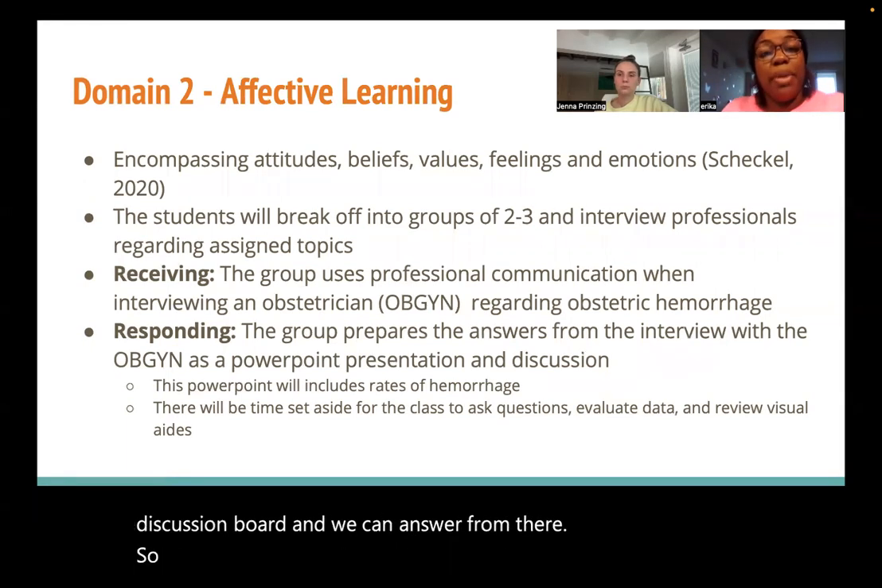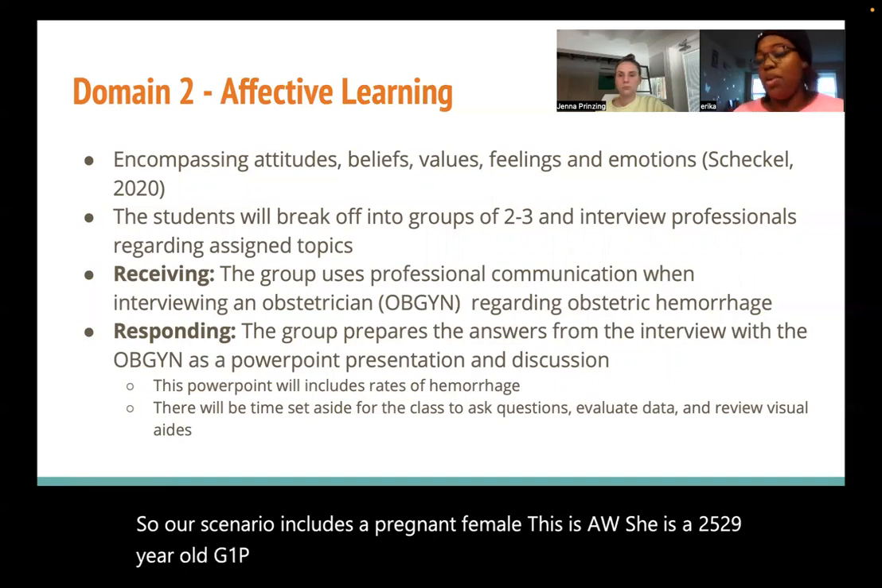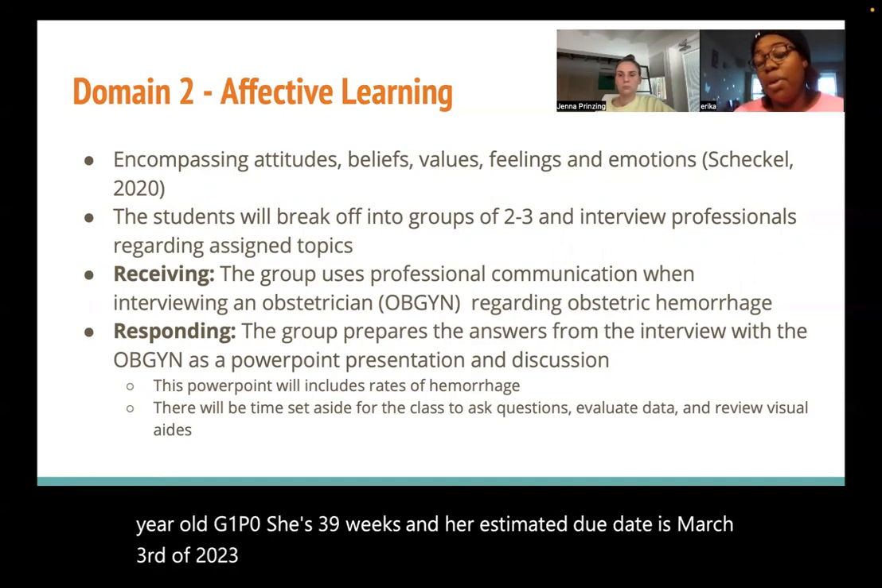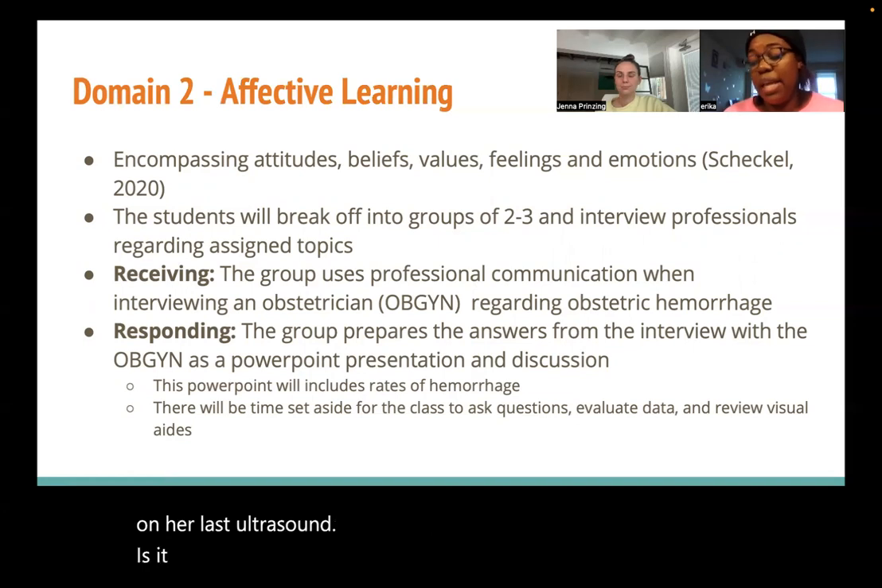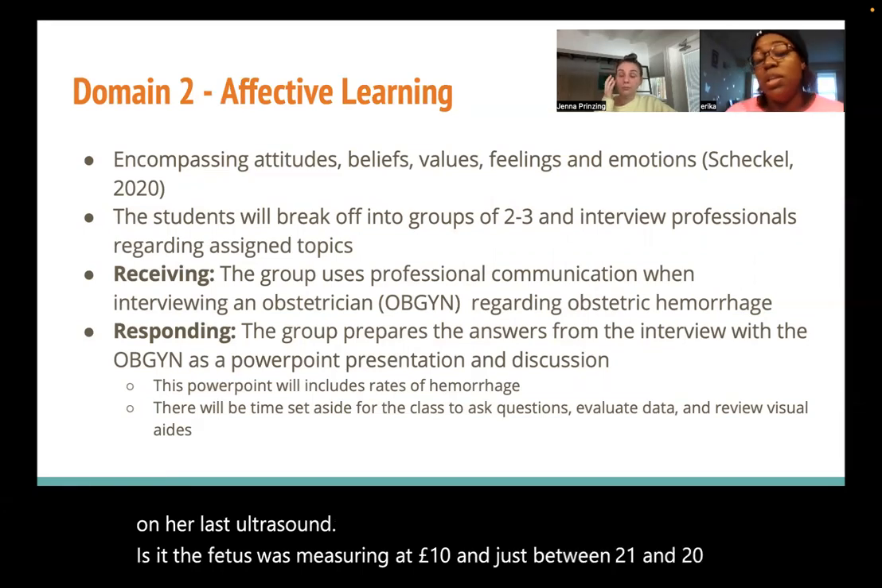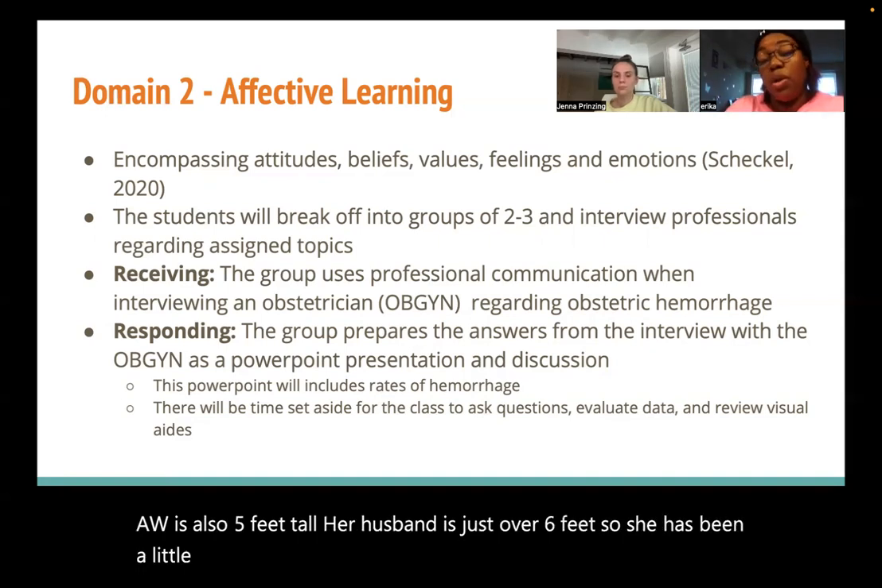So our scenario includes a pregnant female. This is AW. She is a 29-year-old G1 P0. She's 39 weeks, and her estimated due date is March 3rd of 2023. She has a minimal medical history of asthma, anxiety, and anemia. She has had an uneventful pregnancy thus far. On her last ultrasound visit, the fetus was measuring at 10 pounds and just between 21 and 22 inches. AW is also 5 feet tall. Her husband is just over 6 feet. So she has been a little worried about delivering her baby.